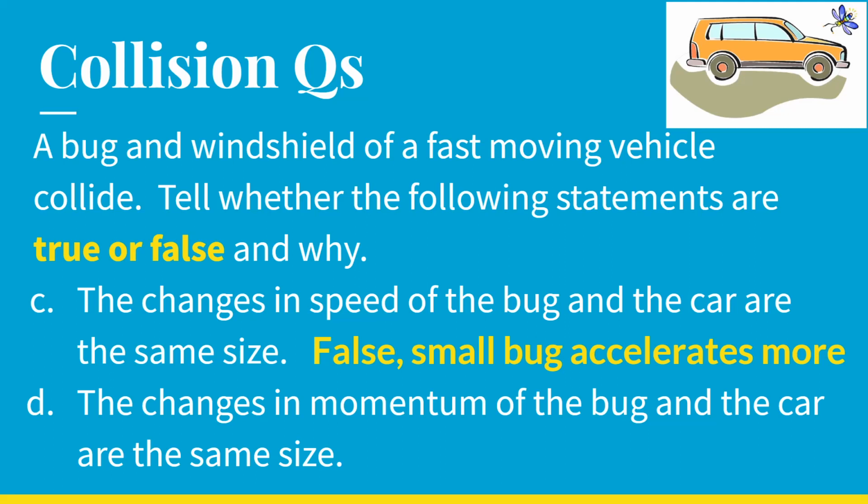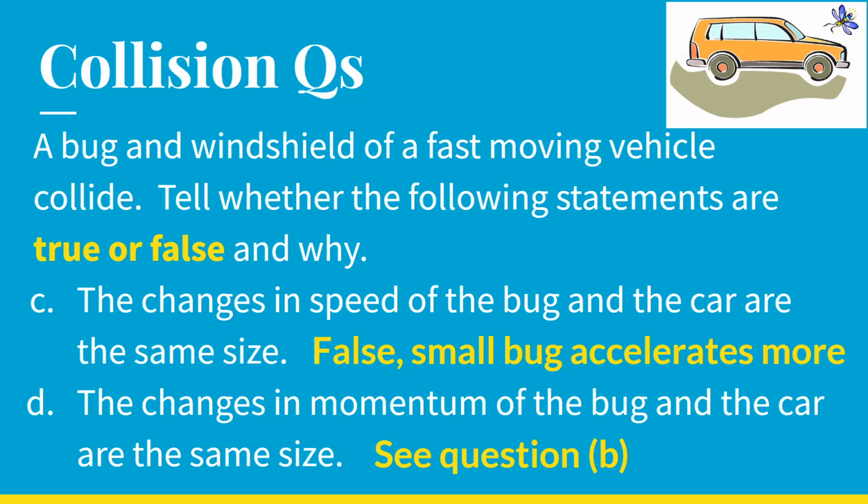The last one says the change in momentum of the bug and car are the same size. Change in momentum is equal to impulse, so this has to be a true statement. We've already answered this question in part B. In part B, you told me they had the same impulse, so in part D, you better tell me that they also have the same change in momentum. You're going to see that question multiple times where I ask, here's a scenario, which one has a greater impulse? And then later on I'm going to say which one has a greater change in momentum, and you need to know that's going to be the same answer. It's going to be the same thing because your impulse is equal to your change in momentum.